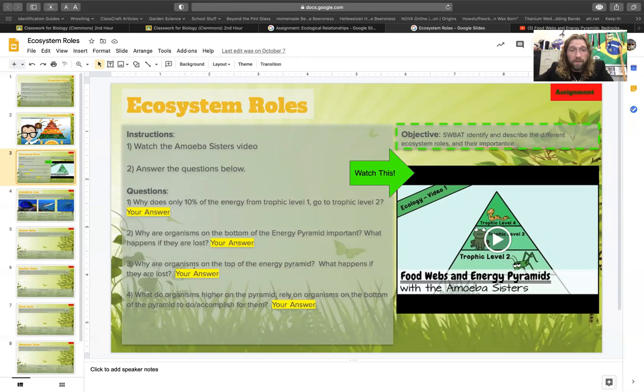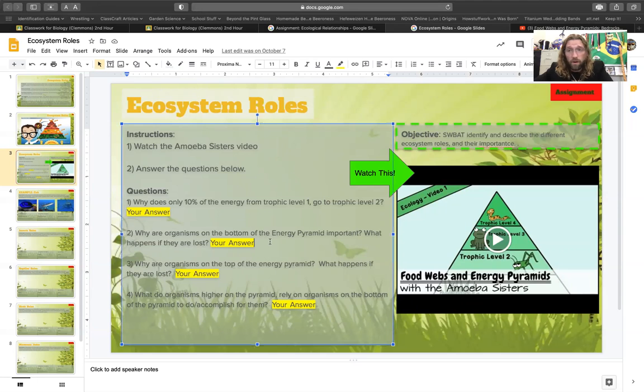Why are organisms on the top of the energy pyramid? Meaning, why are they there on the very tip top? What happens if they're lost? That goes into what purpose they serve for the ecosystem, which is what I'm basically asking. So the organisms are at the top of the energy pyramid because, and then you explain. And if we were to lose these organisms, the top predators and secondary consumers, then this would happen. And then you need to explain what would happen.